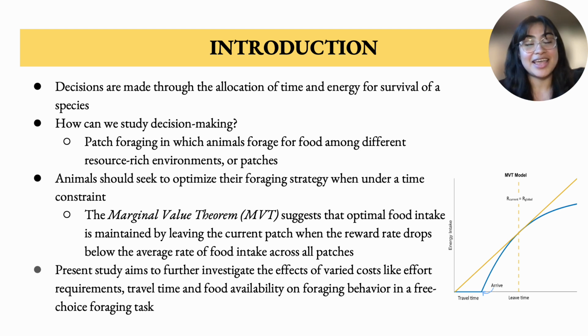Visualized here to the right, it is known as the marginal value theorem, and it suggests that the optimal food intake is maintained by leaving the current patch when the reward rate drops below the average rate of food intake across all patches. With this model as our background, the present study aimed to further investigate the effects of varied costs like effort requirements, travel time, and food availability on foraging behaviors in a free choice foraging task.